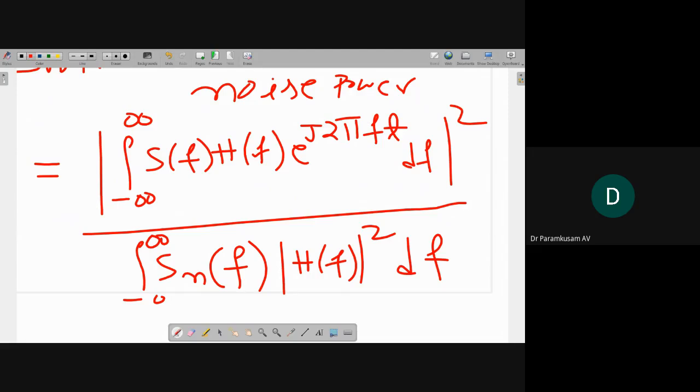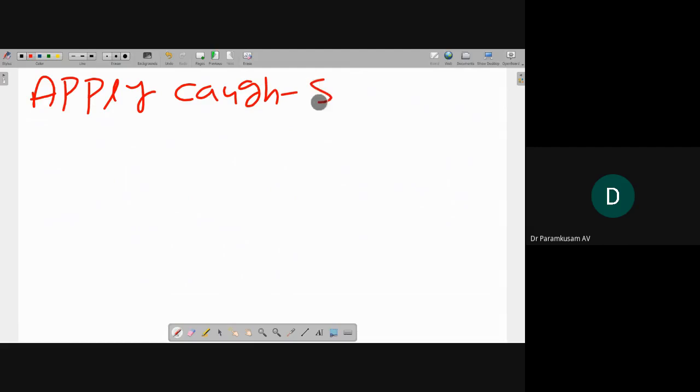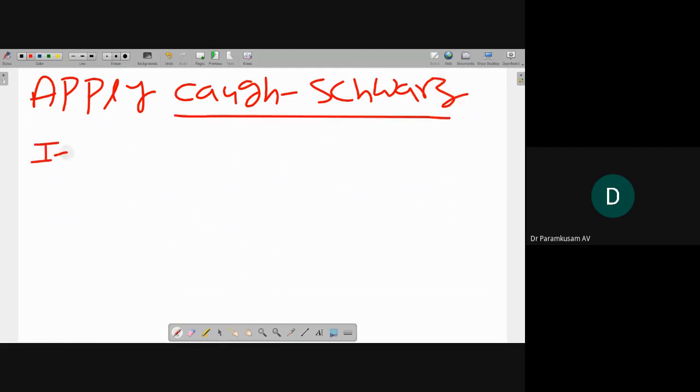We derived the signal power and the noise power. Next, note down: apply the Cauchy-Schwarz inequality.